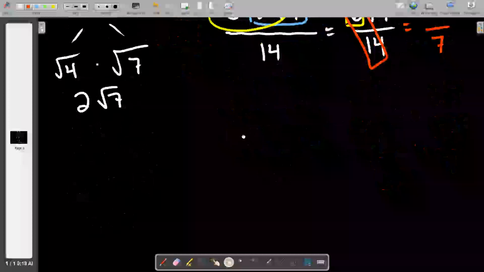Okay, let's do one more and see how you do. Let's do 10 over the square root of 80. Would you guys like to try one without my assistance?